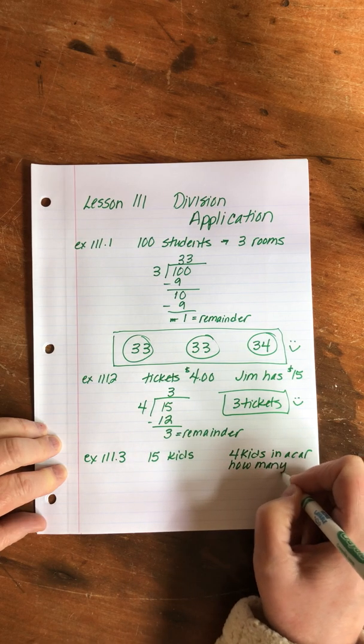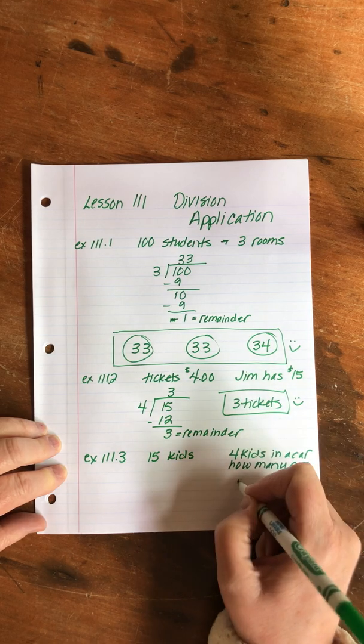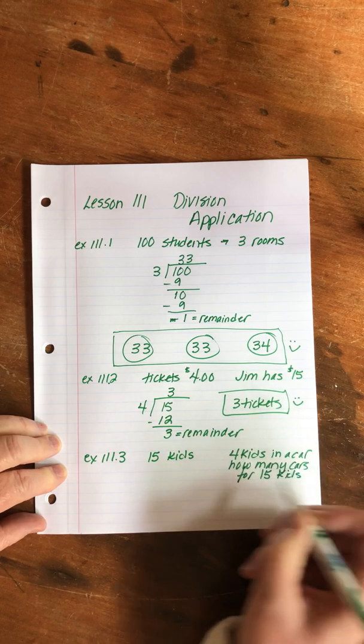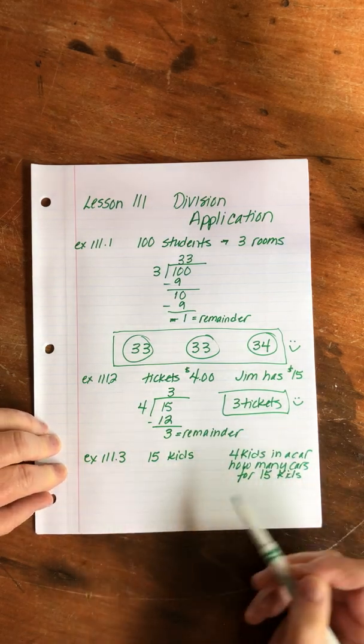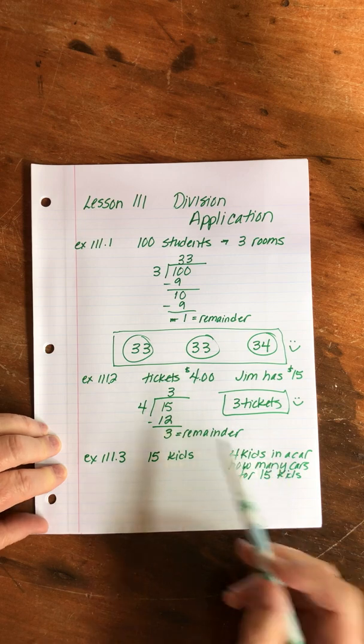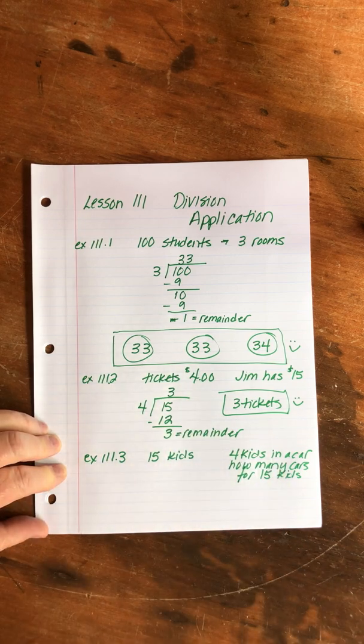So how many cars for 15 kids? You don't necessarily have to write down these facts on your paper, and I'm just kind of writing them randomly. I write them down because you can't see the book, so I can't really point at that very well. But in your work, you don't have to. You can just look in the book.